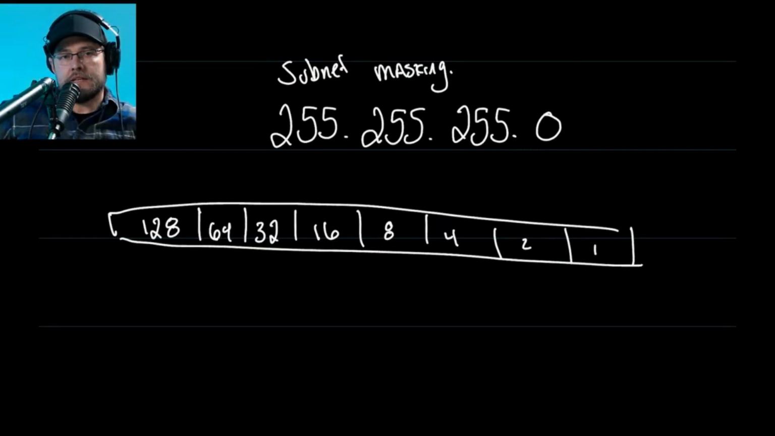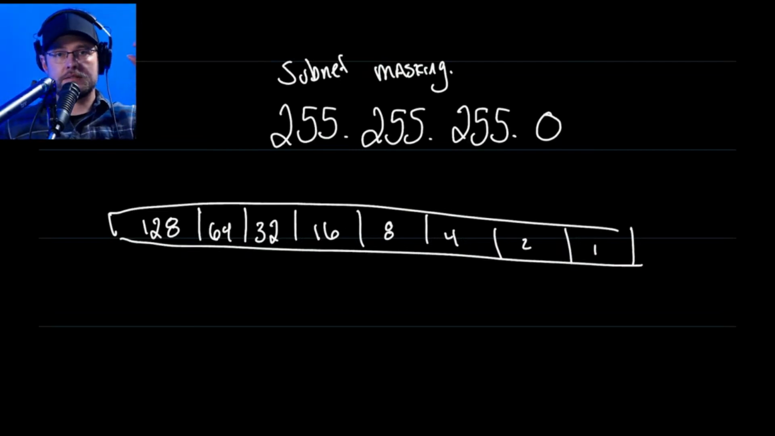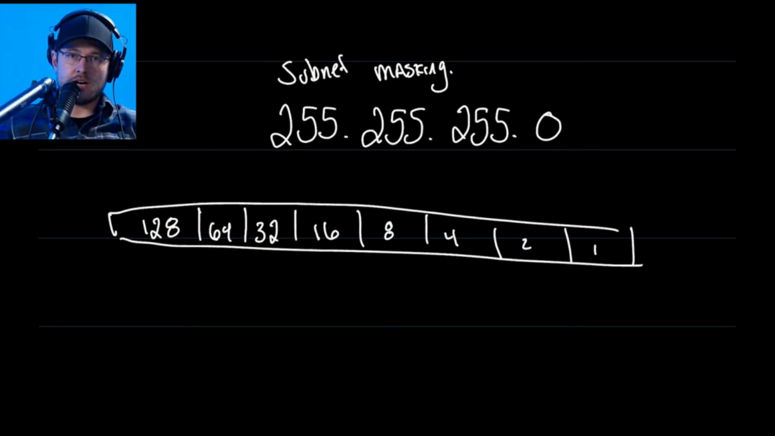255 is all of these numbers added together. So it's 128 plus 64 plus 32 plus 16 plus 8 plus 4 plus 2 plus 1. It equals 255. But in binary, what that means is there are 8 bits in each of these octets.